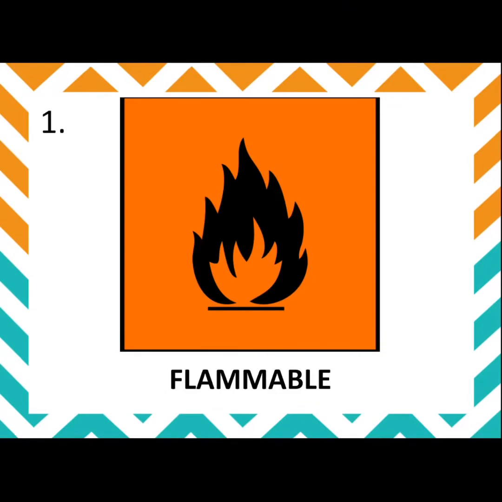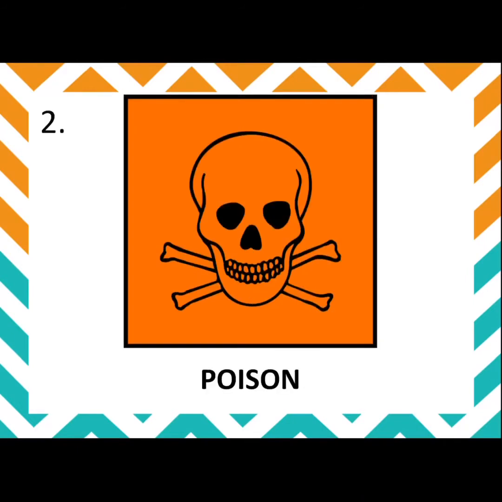All we're talking about today is the different types of hazard symbols, and you will see some of these on your test. So number 1 is flammable, which just means it will catch on fire easily. Number 2 is poison.